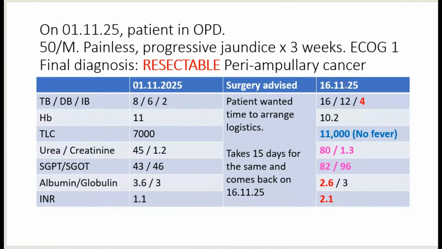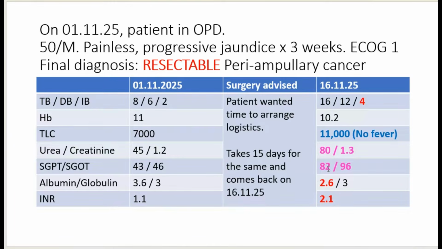On the 16th of November, before his surgery, lab parameters are repeated. Bilirubin, as expected, has risen from 8 to 16. Indirect bilirubin has elevated from 2 to 4. There's a mild leukocytosis without a history of fever.